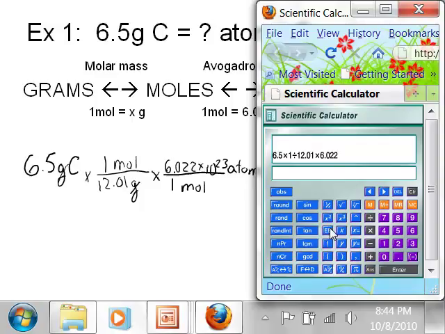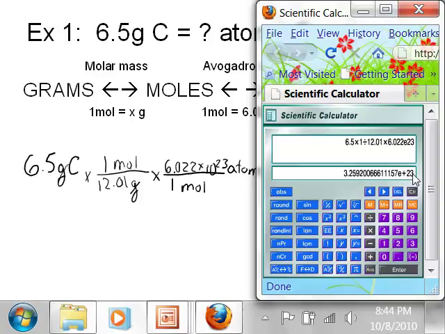I always use the EE key because it's more efficient and it takes care of some problems that we sometimes have when you have this number in the denominator. So let's go ahead and hit enter and see what we have. 3.25 and a bunch of other numbers, e plus 23. Remember, this means times 10 to the 23rd.